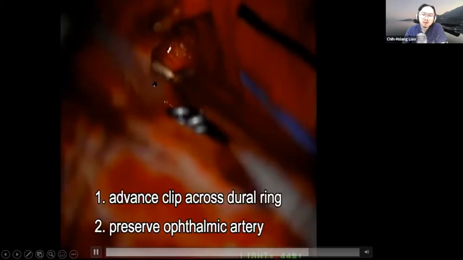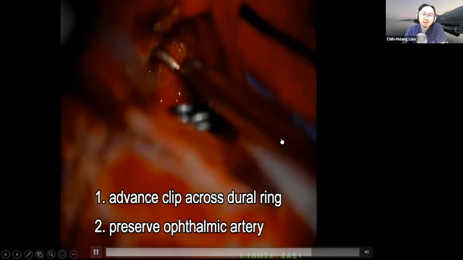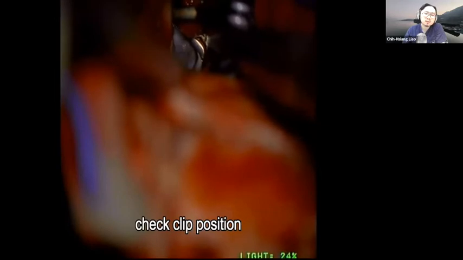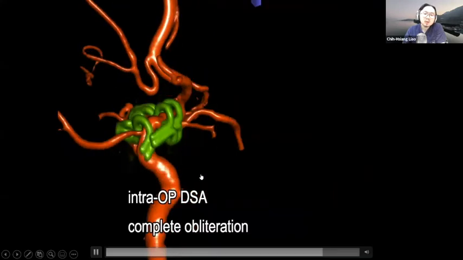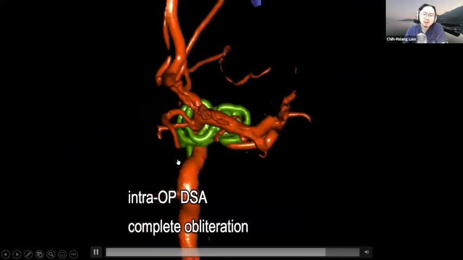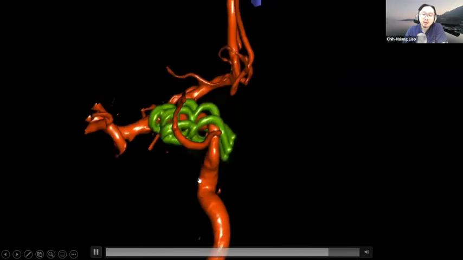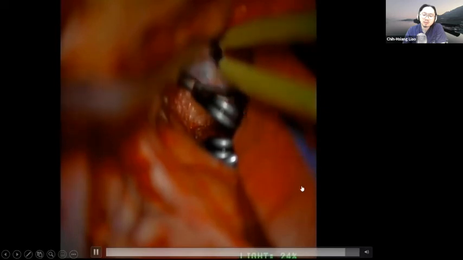Then I placed the third clip across the level of the distal dural ring and preserved the ophthalmic artery. And check the clip position. Then this is the intra-op DSA. I obliterated the aneurysm and maintained the flow. Then I cut open the aneurysm to check it. I still did some wrapping.